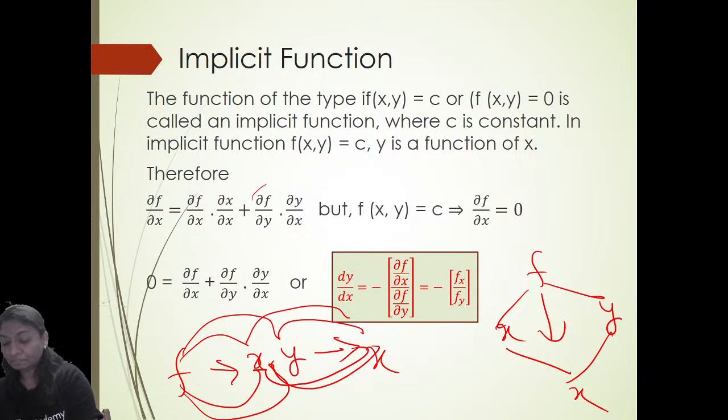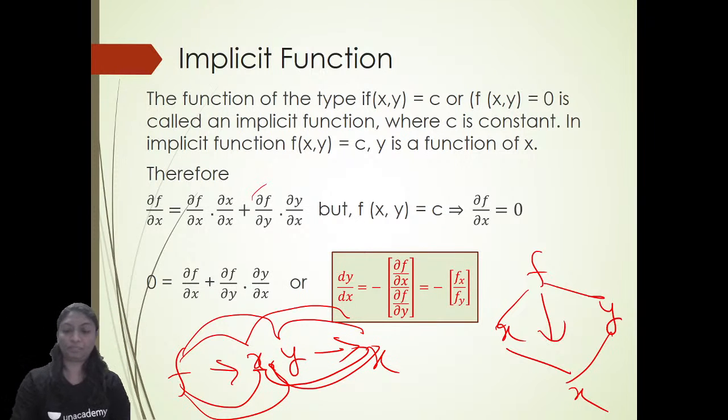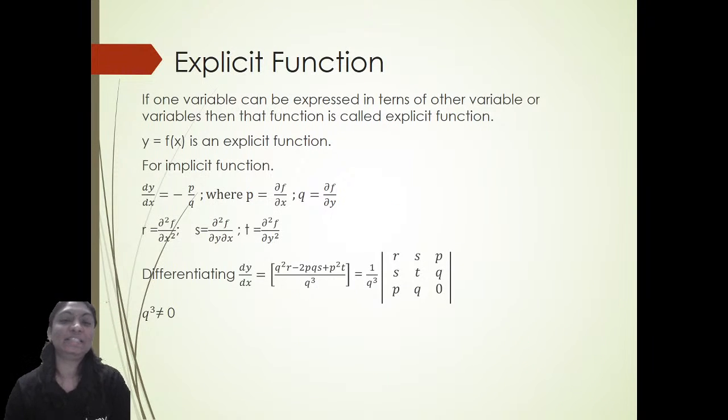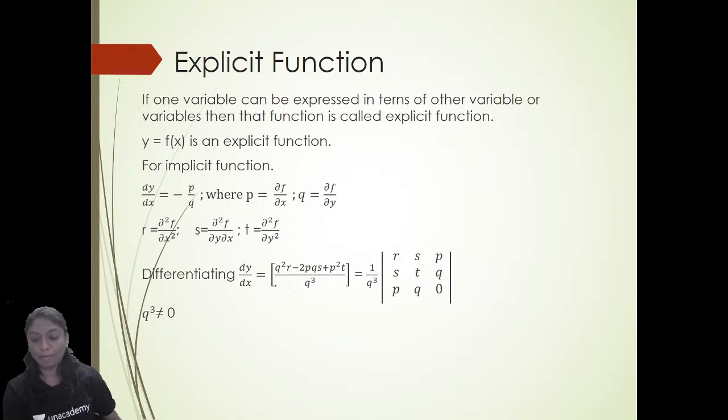Extremely sorry. Now, explicit function: if a variable can be expressed in terms of other variable or variables, then that function is called an explicit function. y = f(x) is an explicit function. For an implicit function, we have dy/dx = -p/q, where p = ∂f/∂x and q = ∂f/∂y.